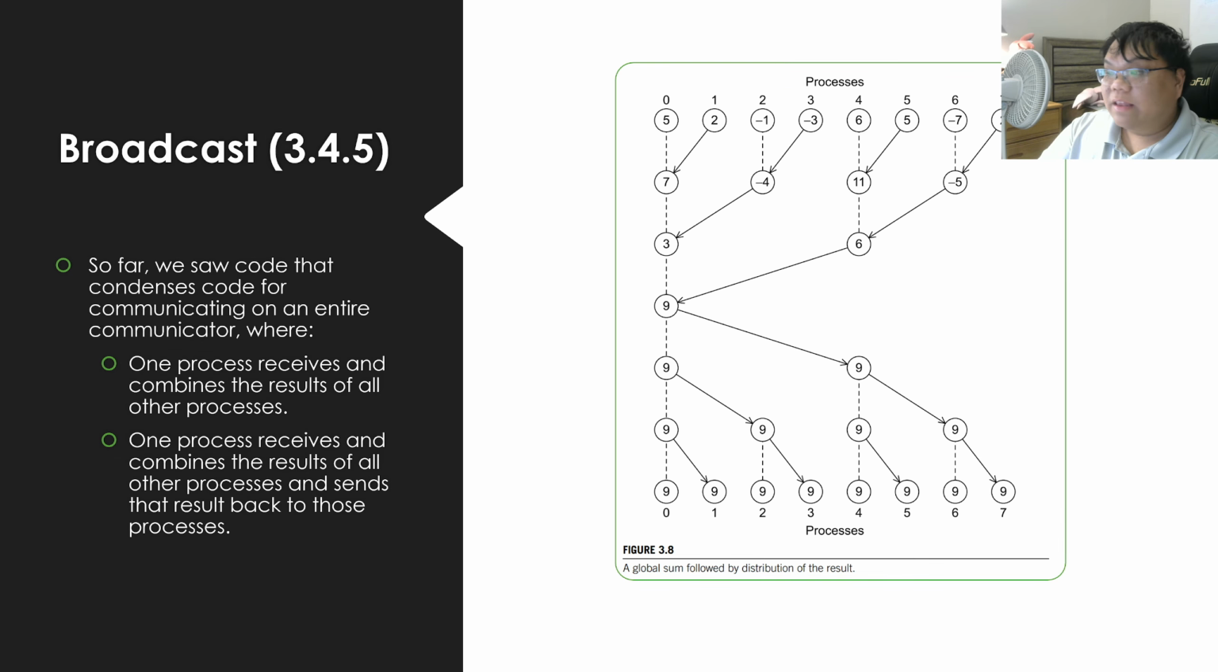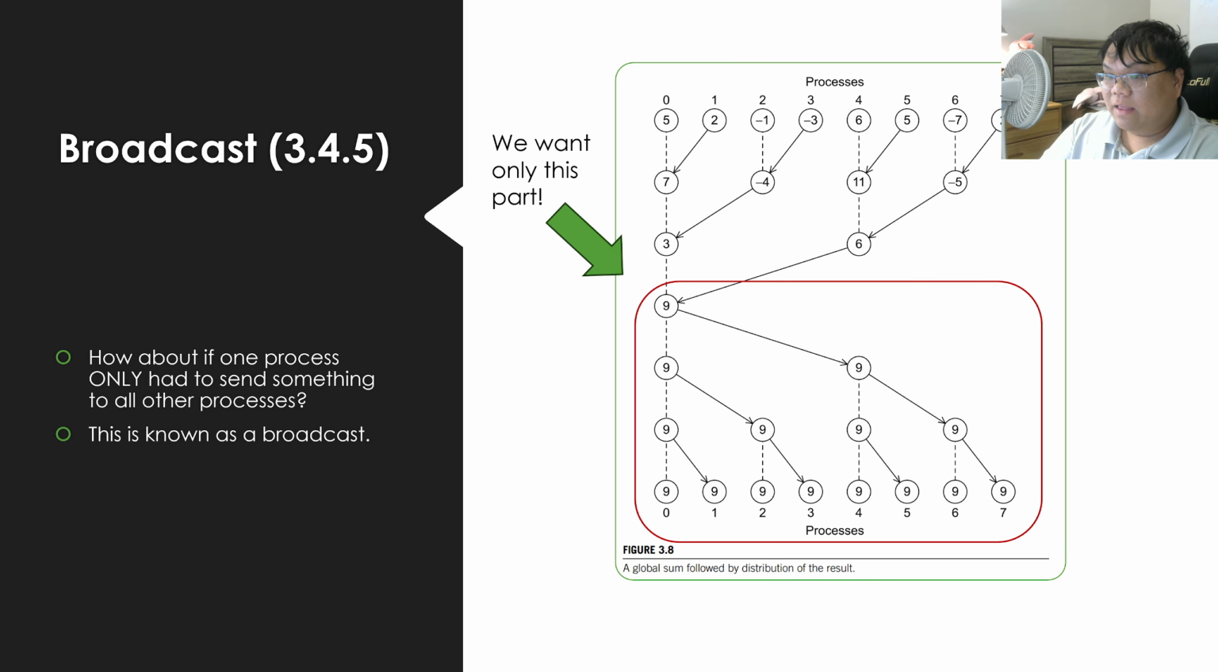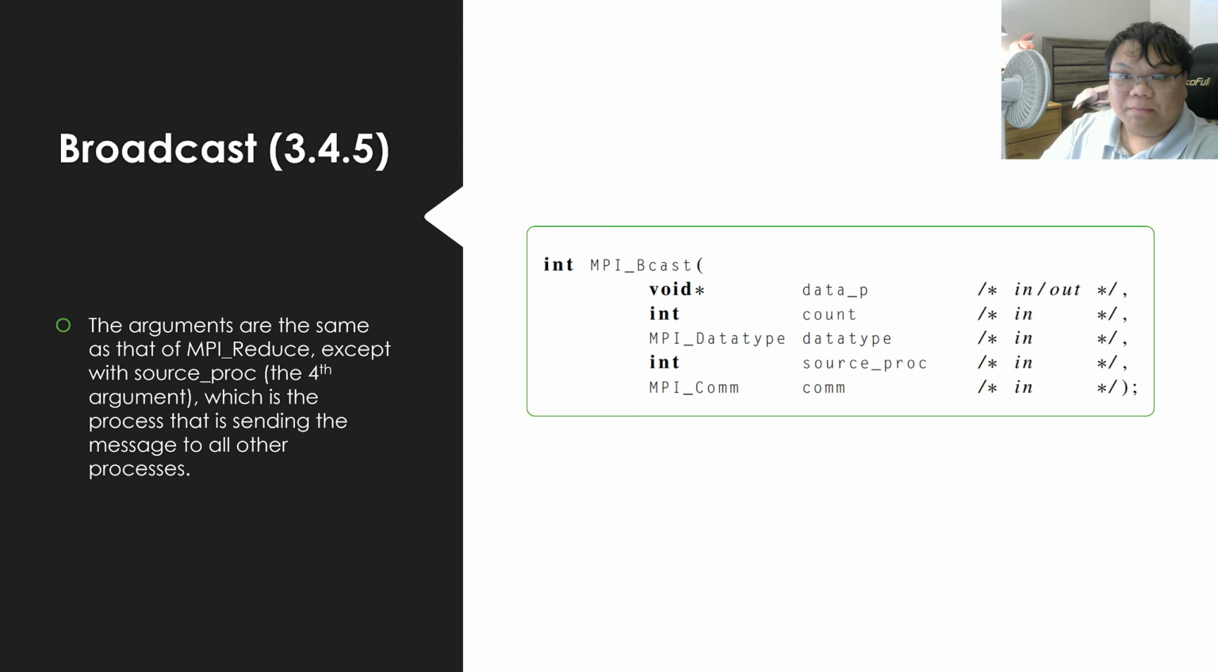So that's all you need for an all reduce. But what if we just needed this, the part that is known as a broadcast? Well, that is called bcast in MPI. So this only requires 5 arguments: the buffer in which we have our outgoing message, the count, the data type, whoever is sending the message, and the communicator. So all of these correspond to the same arguments with MPI reduce.